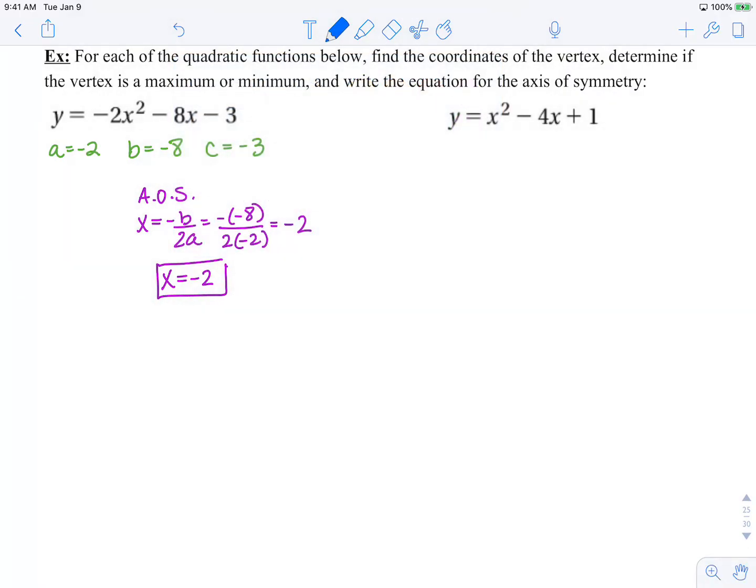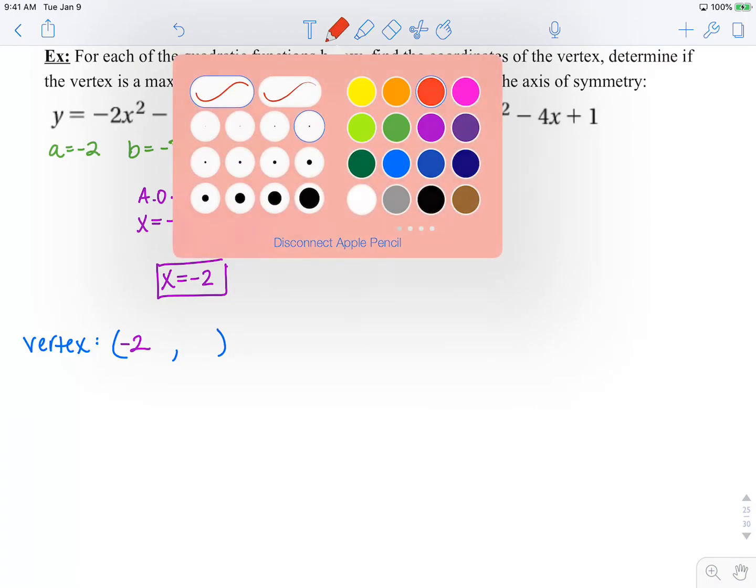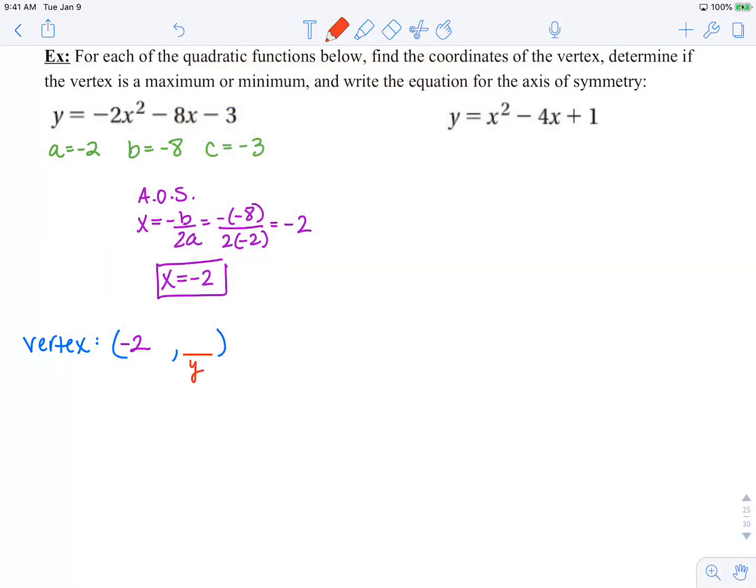Now we'll look for our vertex. We know that our vertex falls on our axis of symmetry, so we know that x is -2, and that's coming from calculating our axis of symmetry above. Now we need to figure out the y value that corresponds with this x value for the vertex. They've defined y to be -2x squared minus 8x minus 3. So that means we're going to plug in -2 for x to calculate the output y.